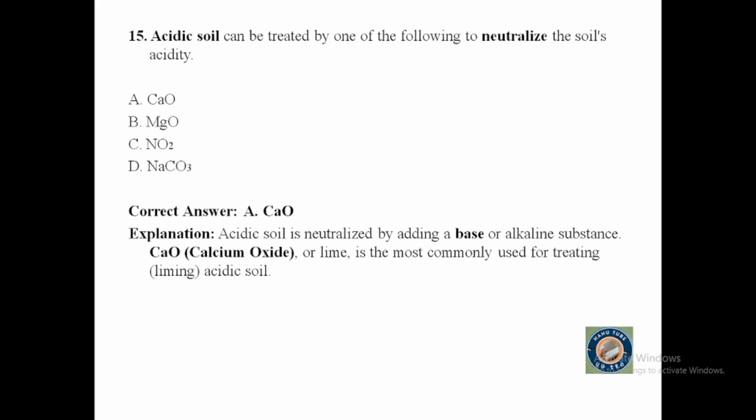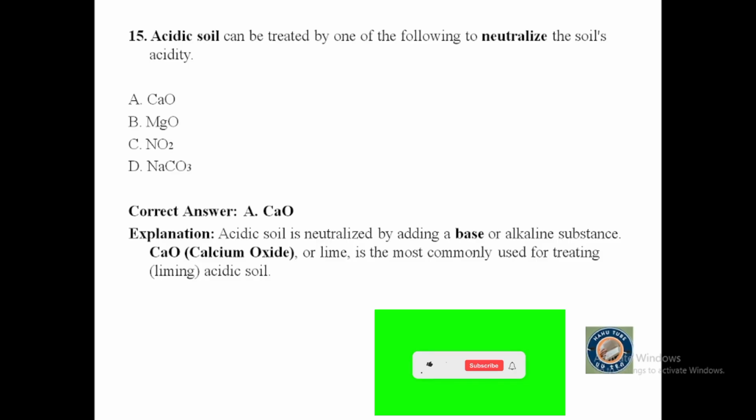Question number 15. Acidic soil can be treated by one of the following to neutralize the soil's acidity. A. Calcium oxide. B. Magnesium oxide. C. Nitrogen dioxide. D. Sodium carbonate. The answer is calcium oxide, because acidic soil is neutralized by adding a base or alkaline substances. Calcium oxide or lime is the most commonly used for treating or liming acidic soil.